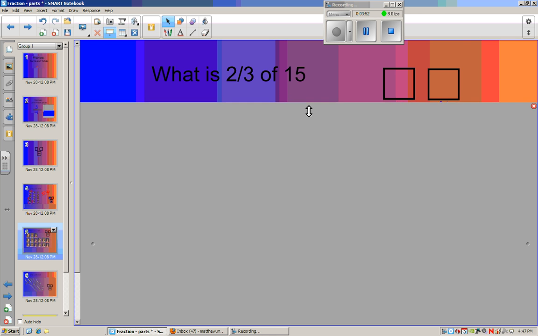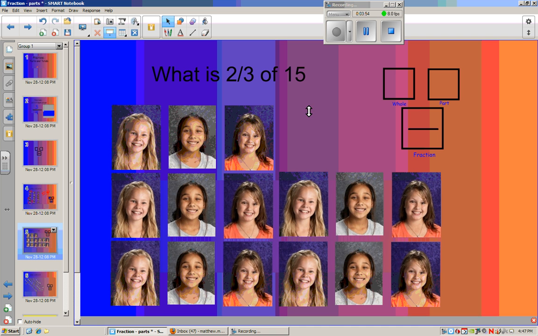So I thought, oh, what could I use for this one? And I said, oh, we'll use some pictures of some people. So we have some pictures of Paige and Callahan and Araceli here. What is 2/3 of 15? Well, we have 15 pictures here, and we can do the exact same thing that we just did before. We can divide them into 3 groups.